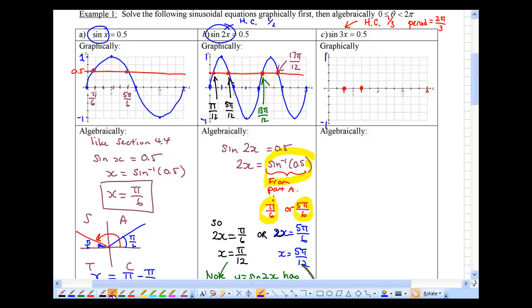1, -1, and then halfway. I guess there's actually 3 cycles in this case. Okay, there's sine 3x. This equals 0.5. 1, 2, 3, 4, 5, 6 different solutions. Okay, go find all 6.